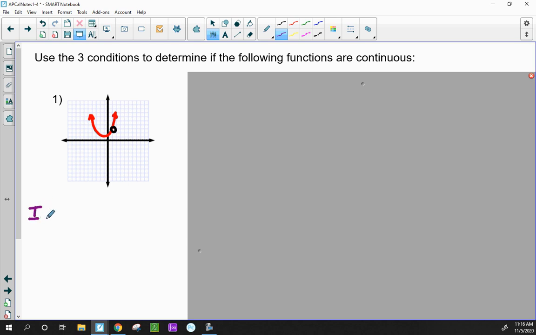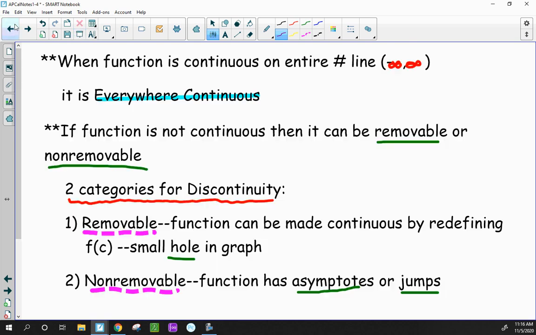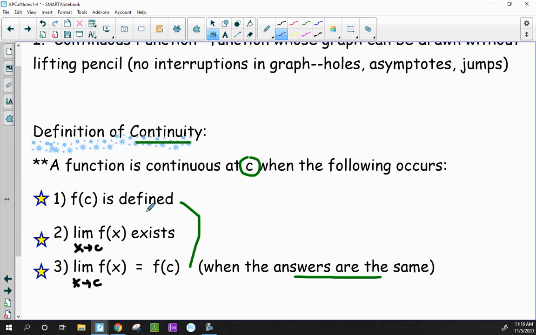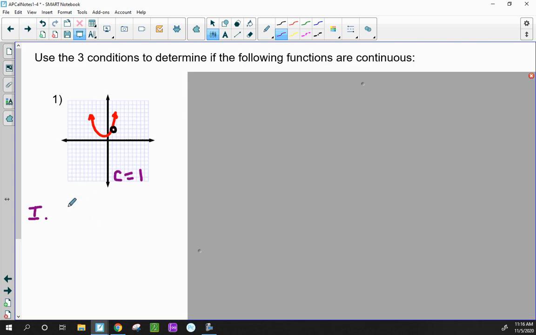Step one, I have to tell you what the c is. So why don't we call c here, try to indicate where that is. I'm going to use 1 for that. c is 1. Okay, so what we have to do, looking back at our notes, is see, is f of c defined? Is there an answer for it? So we're going to say f of c, and c is my x value. So I'm just going to say, what is f of 1?